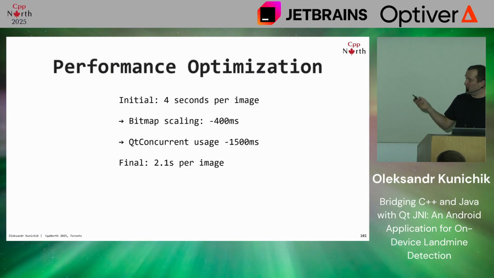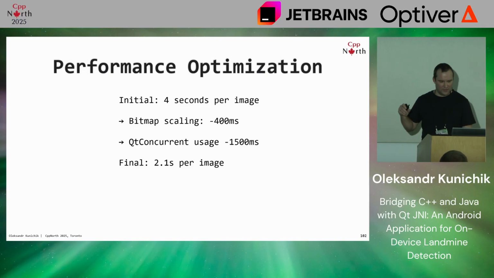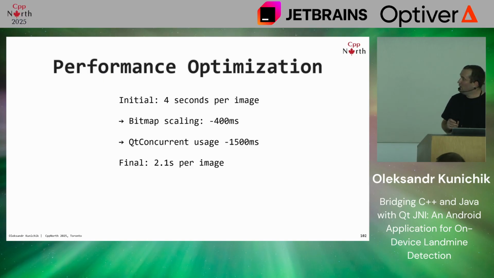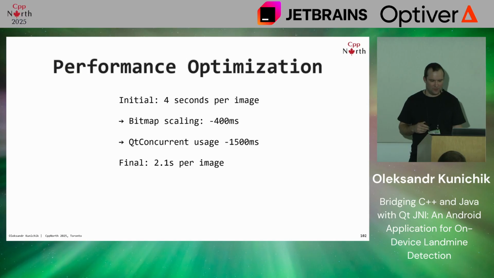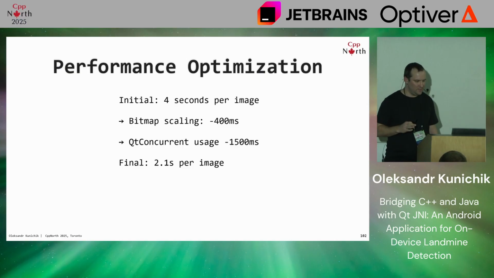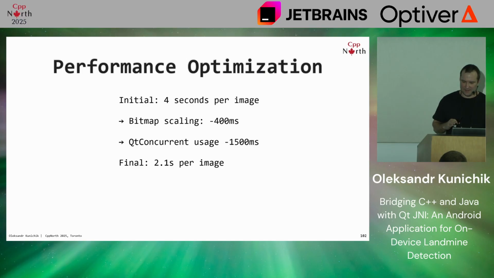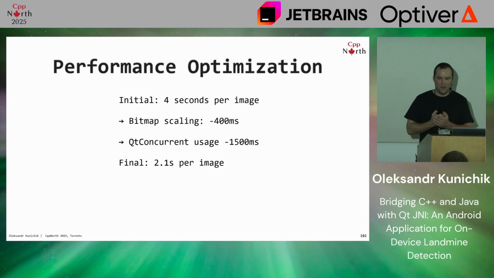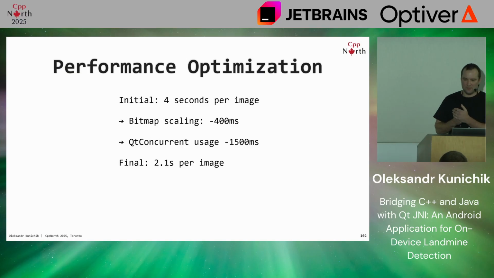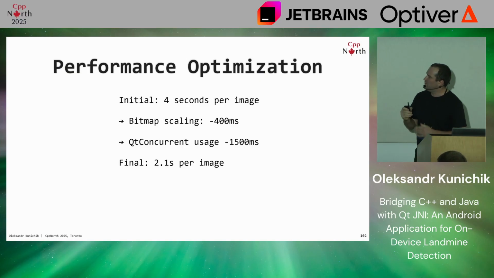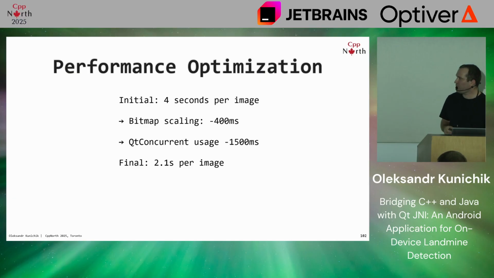Just create some thin wrappers around it, and after that use it in different places. So let me show you the optimization journey. We started at 4 seconds per image. First win: we discovered that bitmap createScaledBitmap was creating multiple bitmaps and copying values into intermediate bitmaps. So we created direct scaling and saved 400 milliseconds.